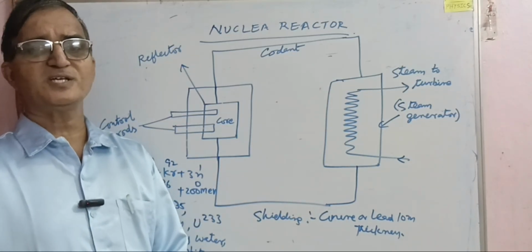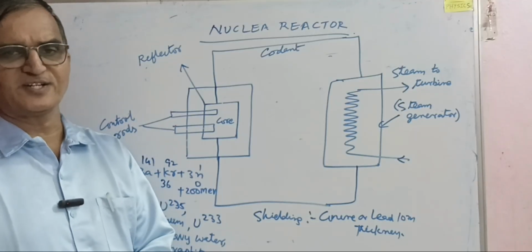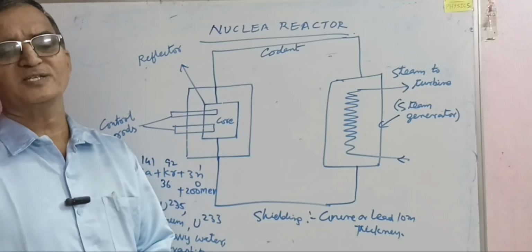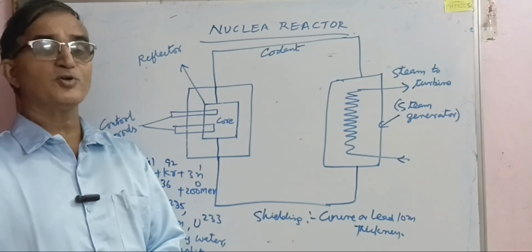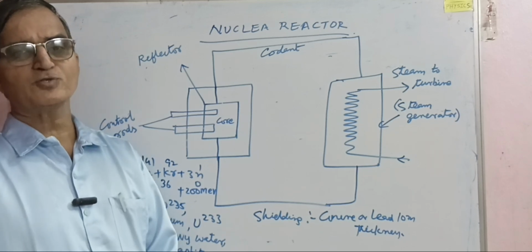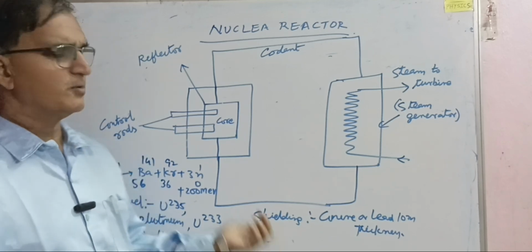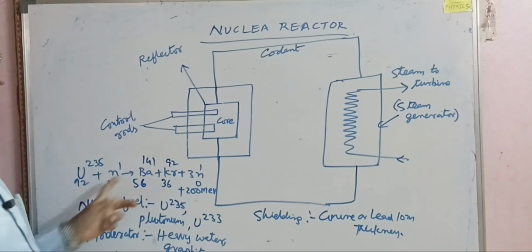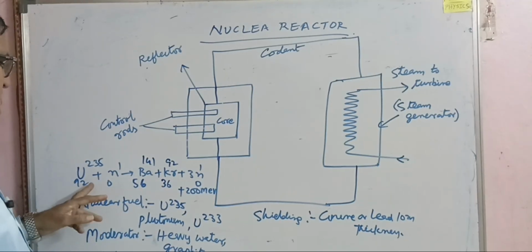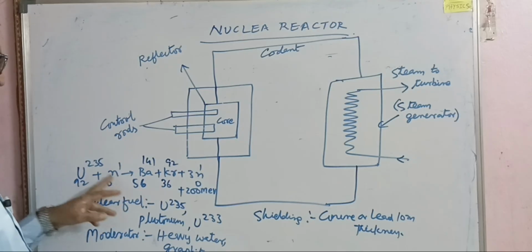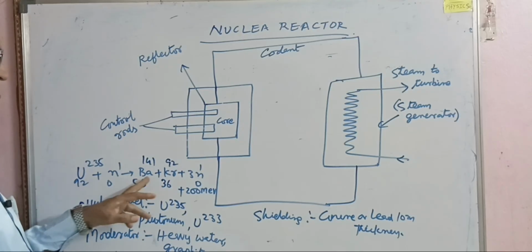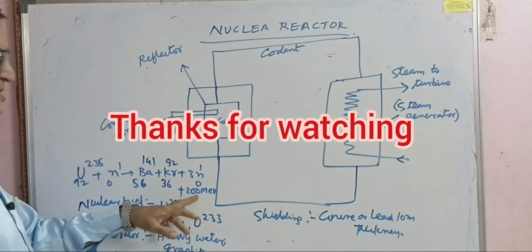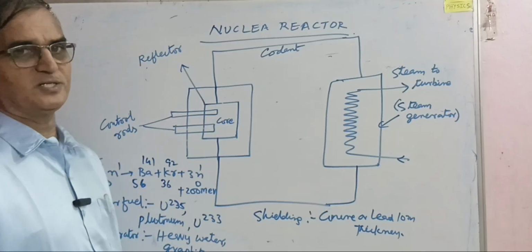The uses of a nuclear reactor: one, to generate electricity, and secondly, to produce radioisotopes. One example reaction I wrote here, because uranium-235 will be used as a nuclear fuel. Uranium-235 (92, 235) plus neutron gives barium, krypton and 3 neutrons with the emission of 200 MeV energy.